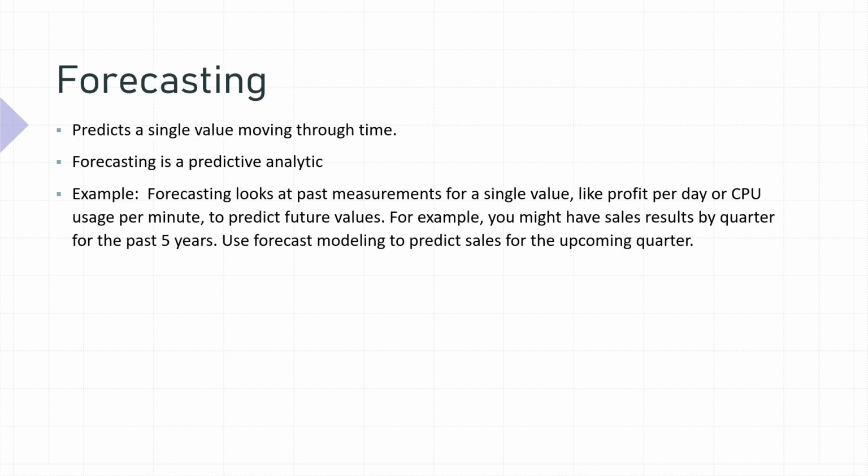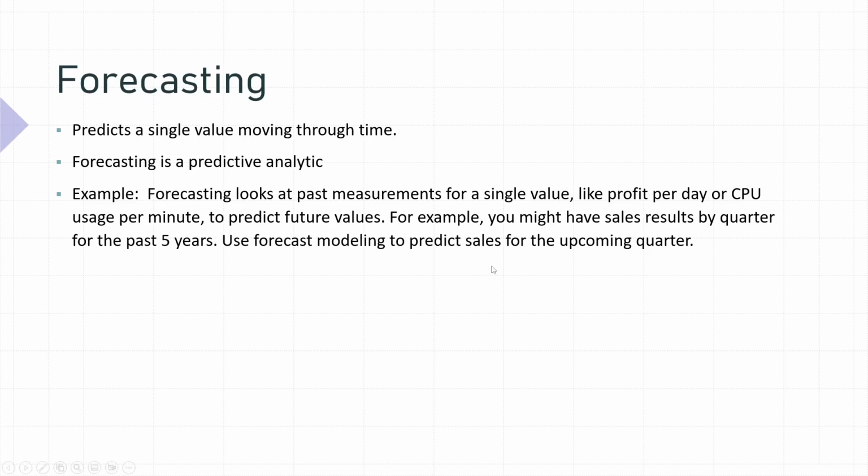Forecasting. This is another predictive model, but typically you're looking for a single value, like profit per day or CPU usage per minute. What you do is you have, over time, the amount of profit you've made or the amount of CPU used, and you're going to predict that. You can say, based off the results of the sales we've had the last 5 years, we're going to make this much this quarter. And because we keep making more money each quarter, we can expect to see this much growth. Or we could see that we're going to use this much CPU. The concept is, based off previous numbers, you predict future values.